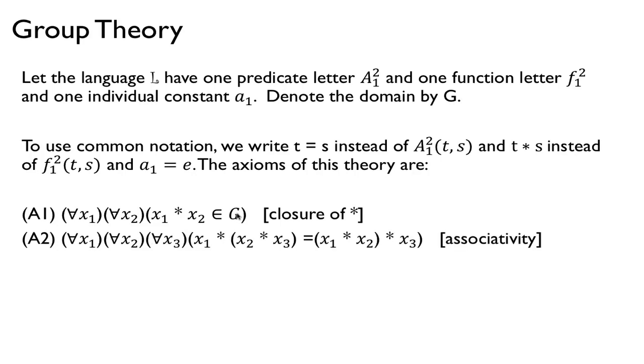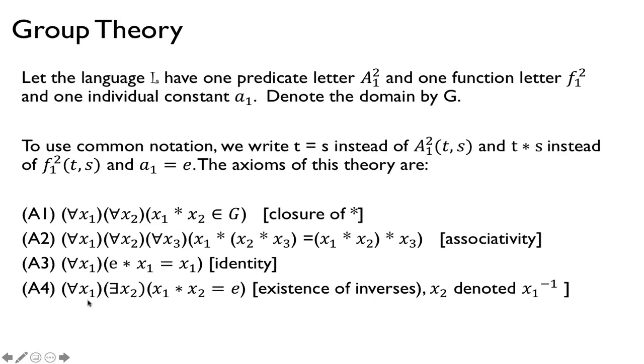And then for all x1, x2, x3, this operation is associative. That means if I group them this way and then multiply, it's the same thing as grouping them this way and multiplying. And then for x1, the identity basically doesn't change the answer when you multiply. So e times x1 is x1 for all x1. This e is called the identity, this individual constant here. So we need to have at least one constant, and that constant is the identity.